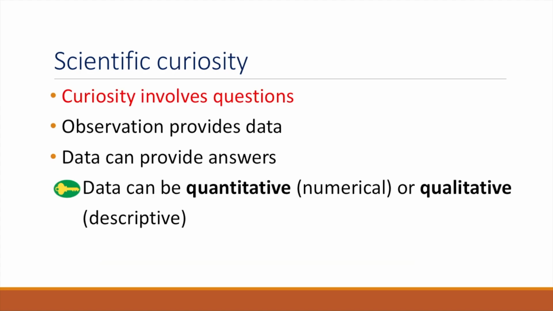Your third bullet point, scientific curiosity. Curiosity involves questions. Whenever someone's curious about something, they ask a lot of questions. Observation provides data, and data can provide answers. There are two types of data, quantitative or qualitative. If we look at the word quantitative, it looks like a word that you may be familiar with. It kind of looks like quantity.